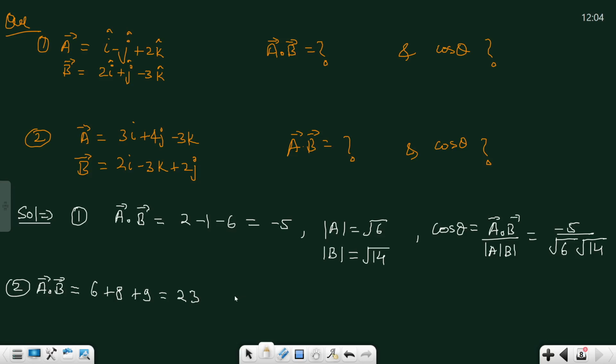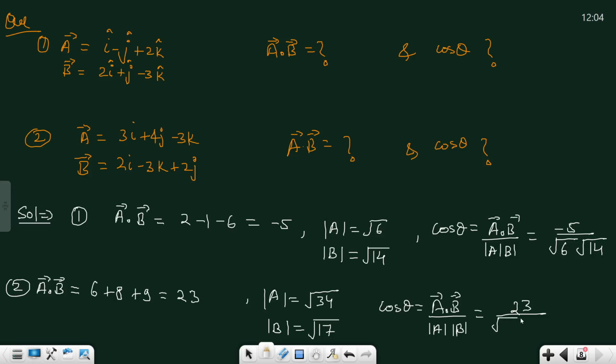And what about cos theta? Magnitude of A: 9, 9, 18, 18 and 16, is it 34? Yes sir, root 34. And what about the magnitude of B? 4 plus 9 plus 4, root 17. And cos theta is A dot B divided by the magnitudes. So A dot B is 23, divided by root 34 into root 17.